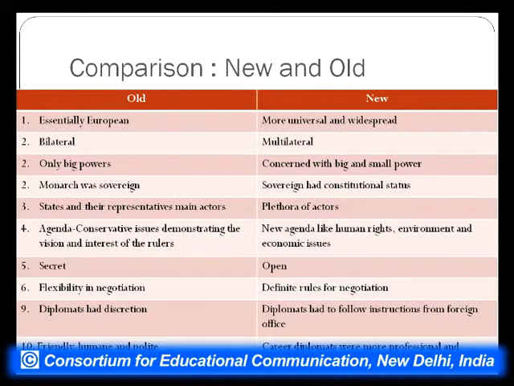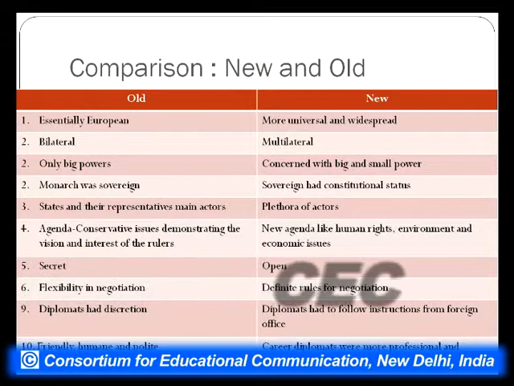Old diplomacy was essentially European, whereas new was more universal and widespread. Old was bilateral, whereas the new diplomacy became a multilateral negotiation. Old involved only the big powers of Europe and US, of course, whereas the new diplomacy included big and small powers from all over the world.